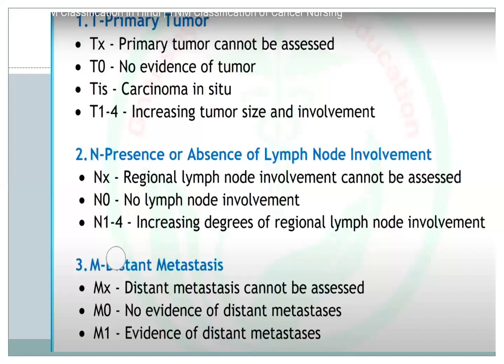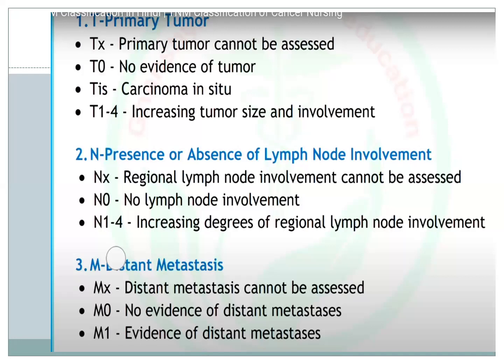So we have the staging system T, N, and M. The TX means that the primary tumor cannot be assessed. T0 means that there is no evidence of tumor. Tis means that there's carcinoma in situ. That means the cancer has not invaded the basement membrane. Then the numbering includes T1 to T4, which includes the tumor size and involvement.